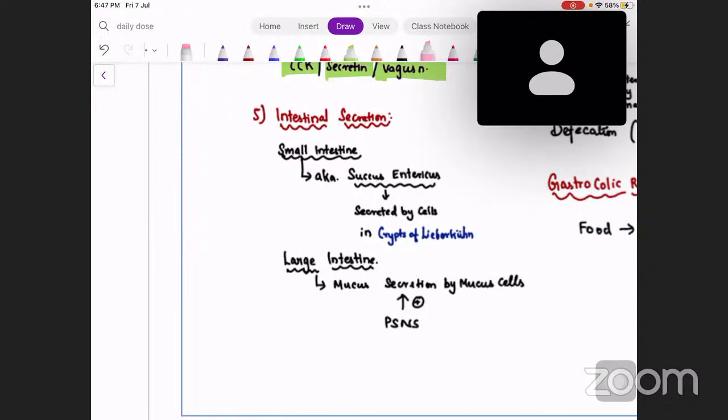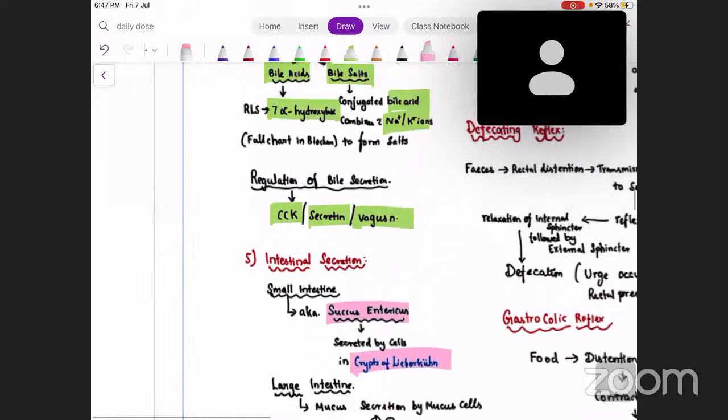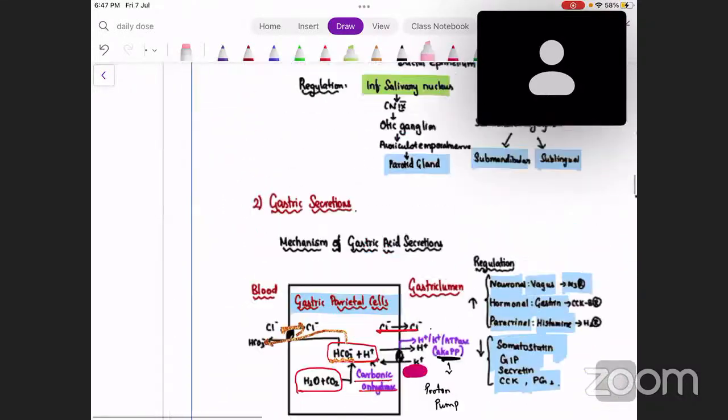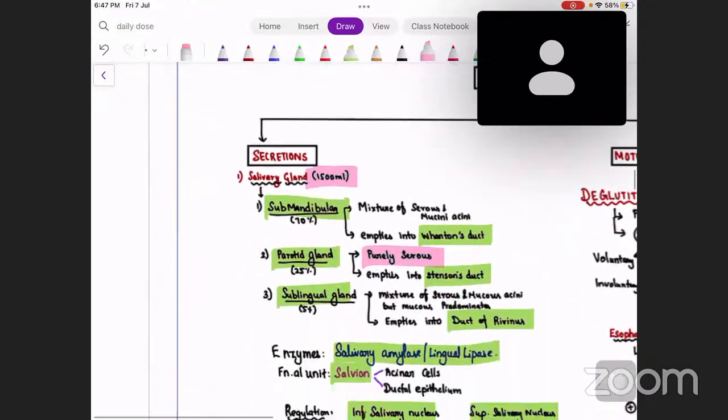Okay, small intestine secretion is also known as succus entericus, which is secreted by cells in the crypts of Lieberkühn. Very, very important MCQs. And for the large intestine, the mucus secretion is mostly stimulated by your parasympathetic nervous system, nothing much. So this is all about your secretion, people.